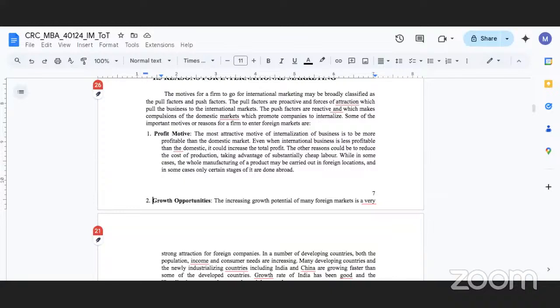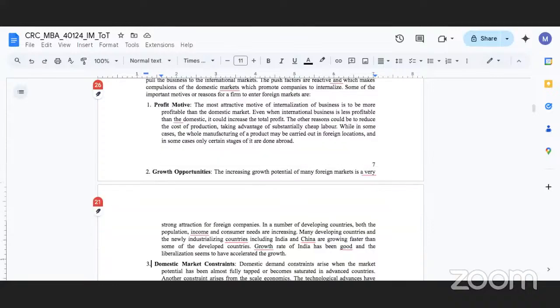What is this push factor? The push factors are reactive. They are the compulsions of the domestic market, which prompt companies to internationalize, and then they say that, hey, I need to go beyond my local market or my domestic market and enter into foreign markets. And what are they? First and foremost, we all know, is the profit motive. So, what is a profit motive? At the end of the day, any company is there to increase the total profit. Their business is to sell and thereby make profits. That is the fundamental goal of any business.